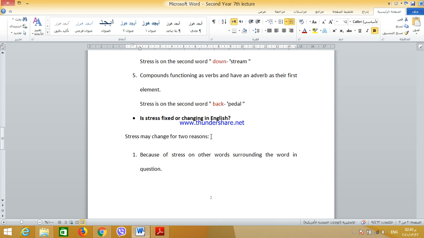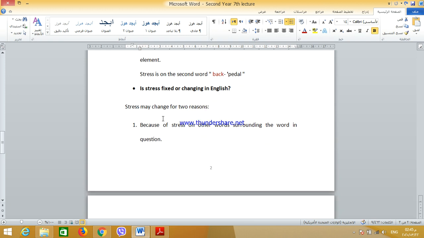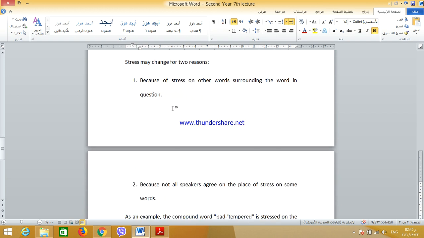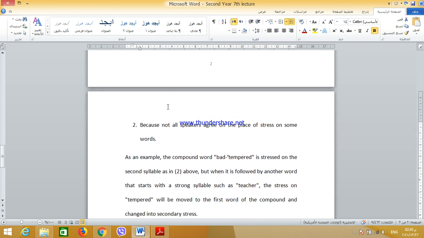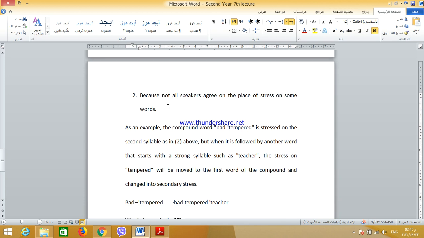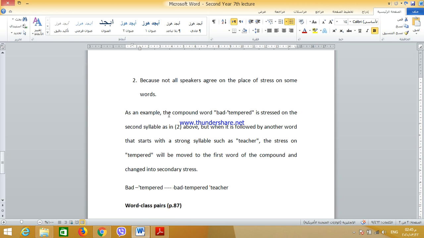Now, we have a question. Is stress fixed or changing in English? Stress may change for two reasons. The first one, because of stress on other words surrounding the word in question. That is, the stress on a word may be changed due to the stress of neighboring words. Another reason is because not all speakers agree on the place of stress on some words. We're not going to talk about this, but we will give an example on the first reason.